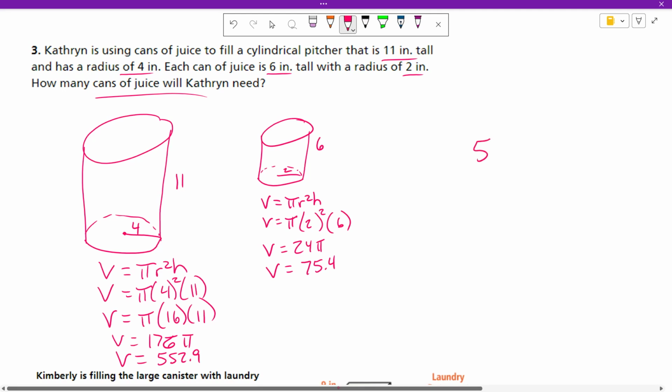So if we take 552.9 divided by 75.4, we get the number of cans that fit in. And about what is it? It should be about 6, right? 6 point something. 7.3. Okay, I can go with that.